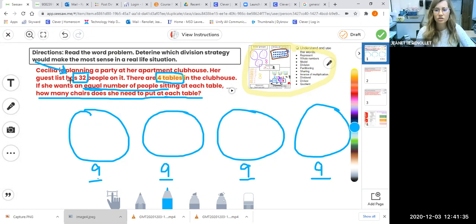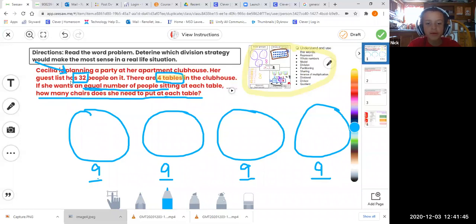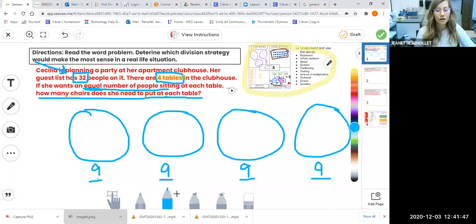Who's got that and can share it with the class? 4 groups of 9. Nick, what would that be? 36. 36 guests? Okay, let's check. Uh-oh. She says 32 people are coming. 36 is greater than 32. So that's too many people.